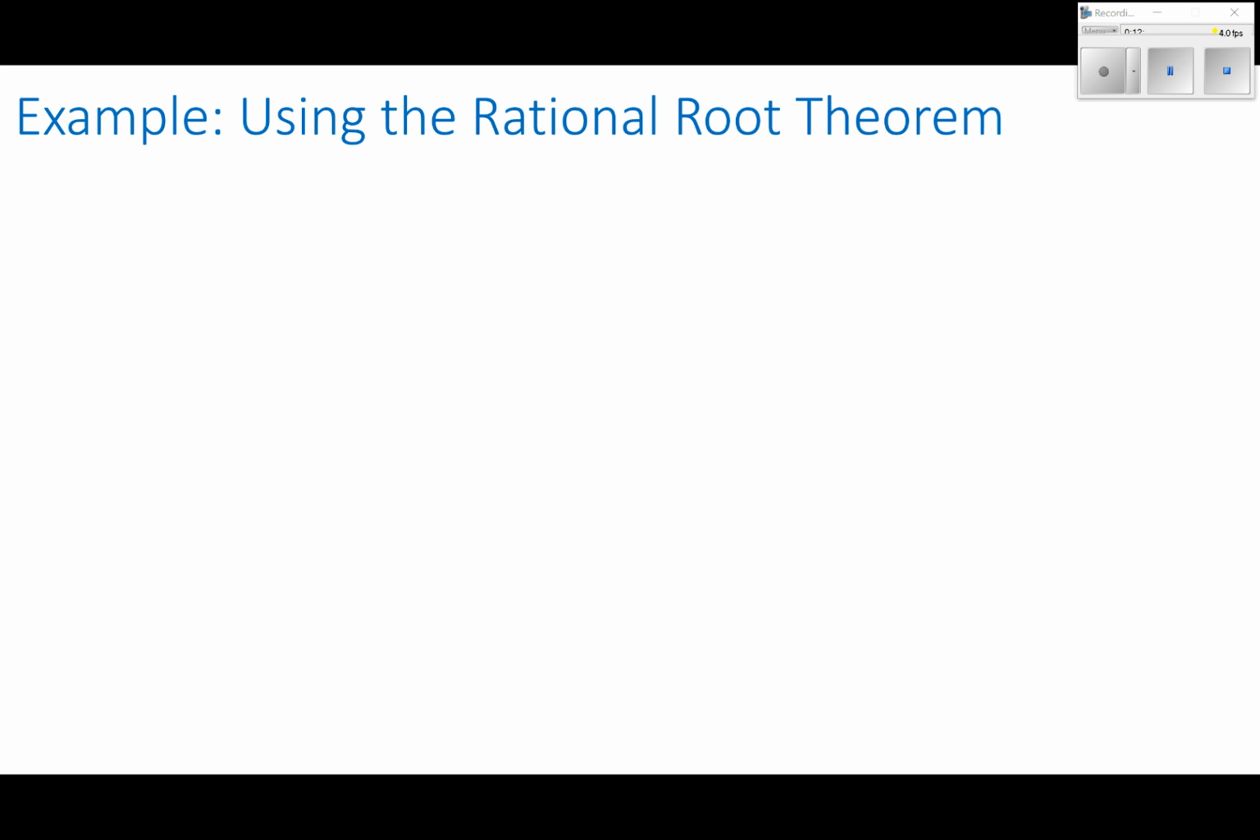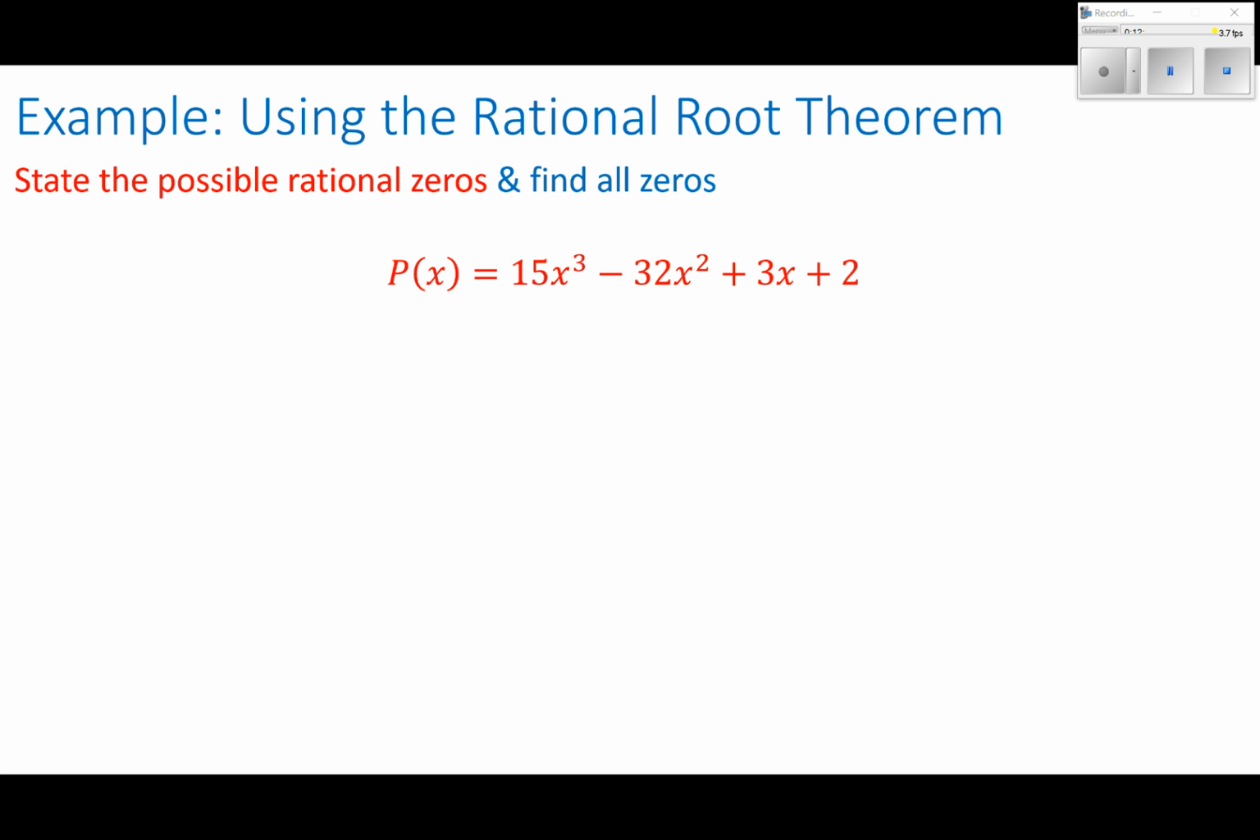So this one, we're going to do one problem over multiple slides to show how we actually use this. The question will be something as simple as this. State the possible rational zeros. So that's what we just did when we came up with that list of 8 plus minus roots, zeros, same thing. And find all of the zeros. So then we had that list of 16. We have to figure out which of those 16, which 3 were actually the roots. So now we got this problem, 15x cubed minus 32x squared plus 3x plus 2.